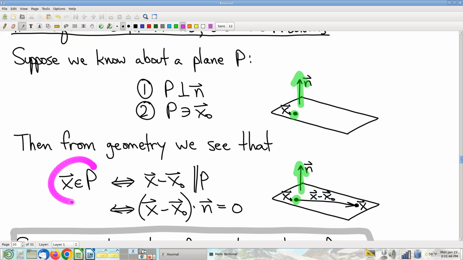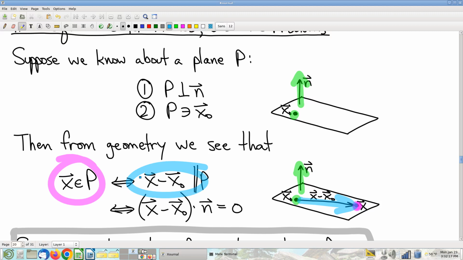If the point I'm testing, x, is in the plane, notice, given that x naught is definitely in the plane, one of the defining characteristics of the plane, well then this difference vector would be parallel to the plane. This is arguably the big move. If the point you're testing is in the plane, then this difference vector will be parallel to the plane.